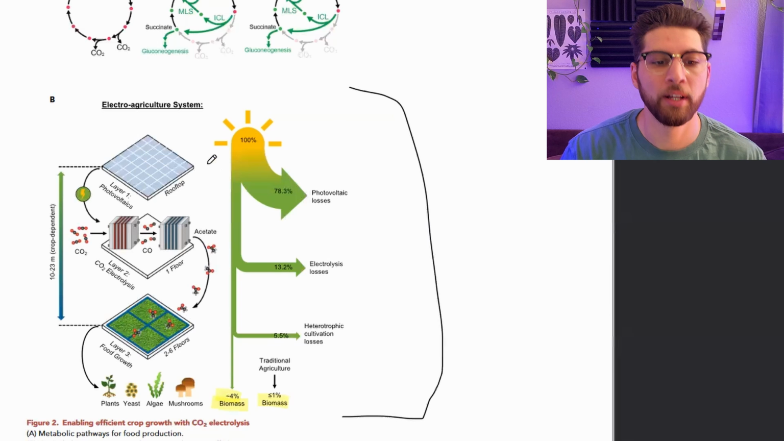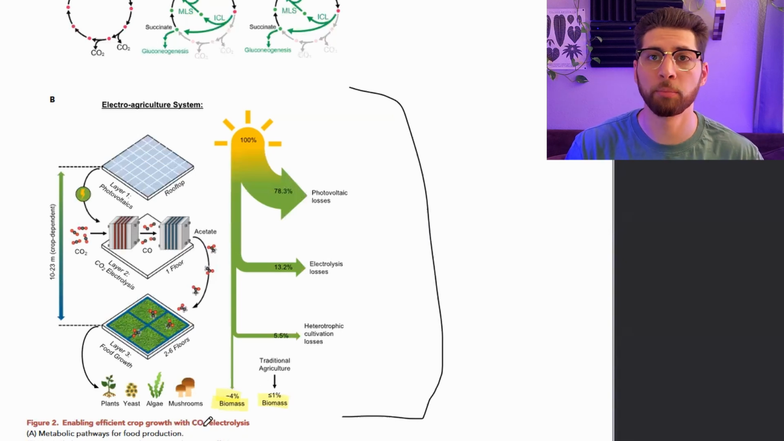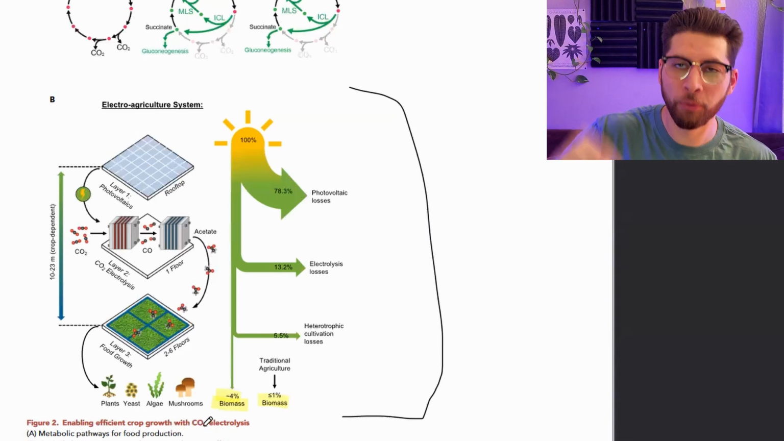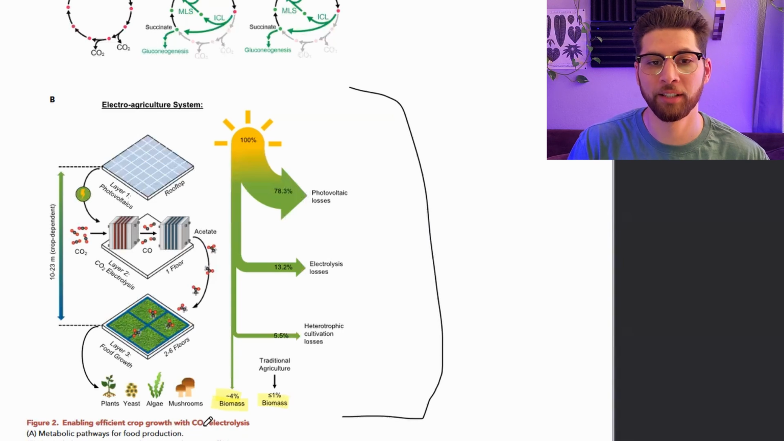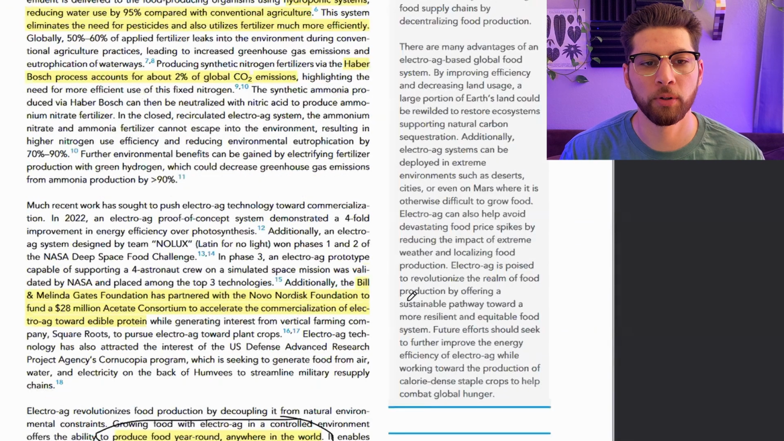And it turns out that with this process of artificial photosynthesis, since photovoltaics are so much more efficient than plants, we can actually get about 4% biomass from the energy that we get from the sun. So this artificial photosynthesis system right now is 4 times more efficient than plants. And so what does this mean for us? So I want to dig into this paper first.